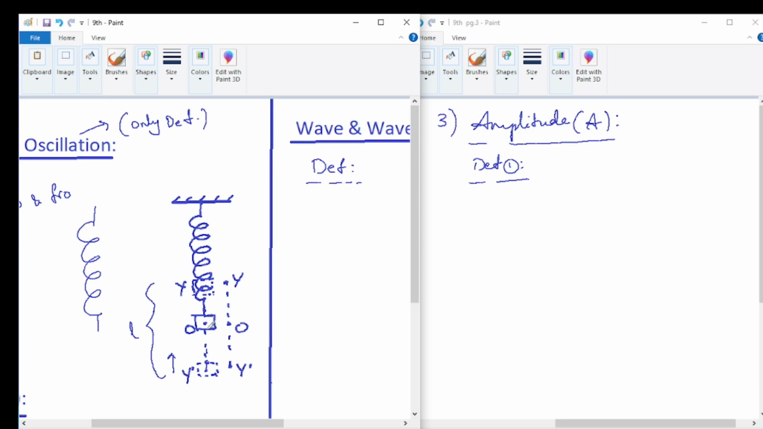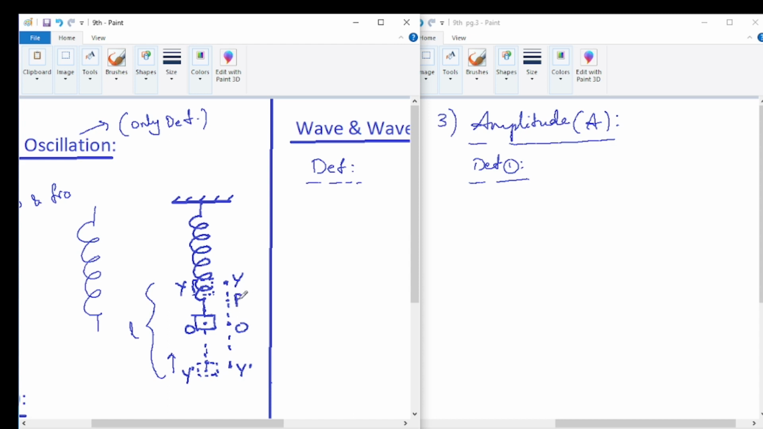When the load is made to execute vibrations, we pull the load downwards to the point Y dash, the lower extreme position, and then leave it. Then it goes to the position Y and again back to Y dash. That way it executes vibratory motion. Now consider any position of the load. During its motion, imagine the load moving from the mean position O upwards. After some time, let it reach a position P.